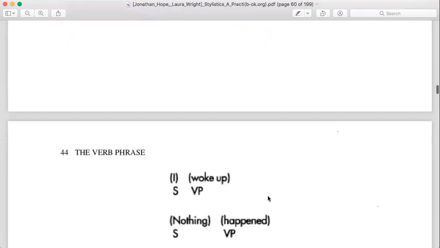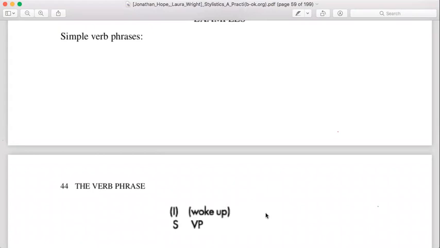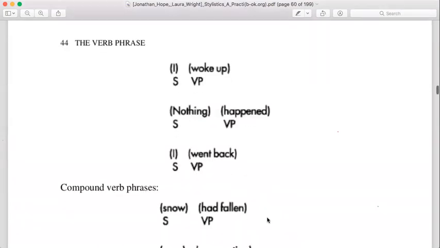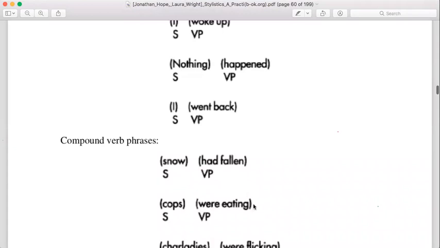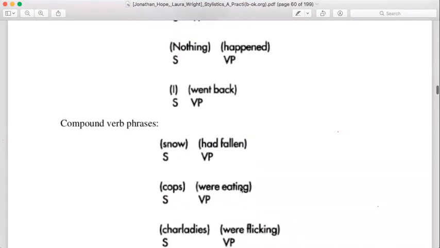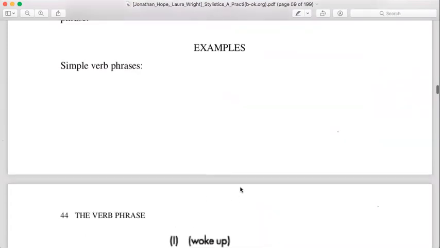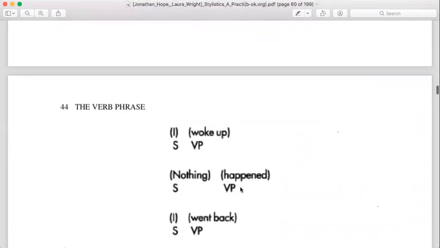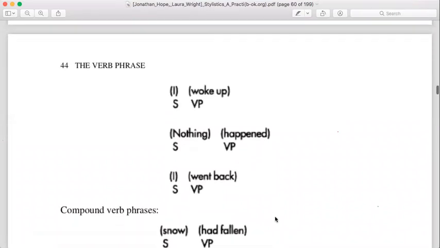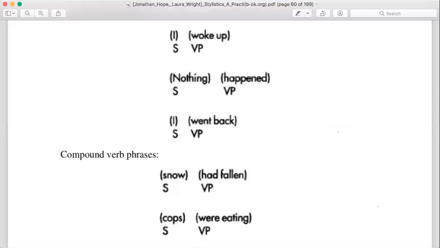The simple verb phrases are very simple. You need to have just one verb here, and the compound ones are with an auxiliary. Okay, so tell me, are simple verb phrases finite, non-finite? Are compound verb phrases finite, non-finite? Quickly answer this question, and then we move on. Okay, Zara is right, simple verb phrases are finite.